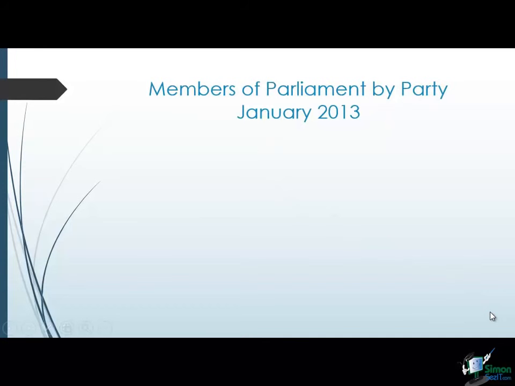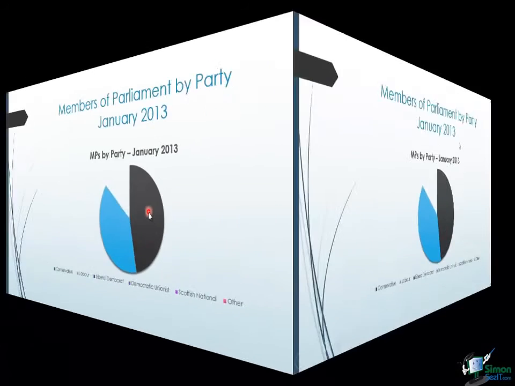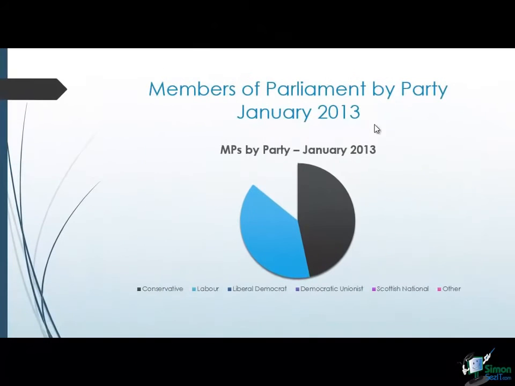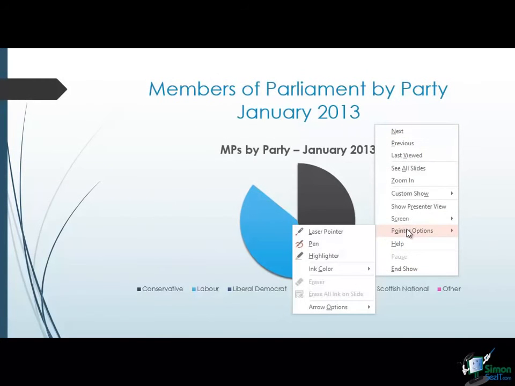So for instance if I click from here into the pie chart, hold the control key down, left mouse key, and I can point at one of the slices in the pie. Now the other way of bringing that menu up is to right click somewhere on the slide. From there you can choose from pointer options.